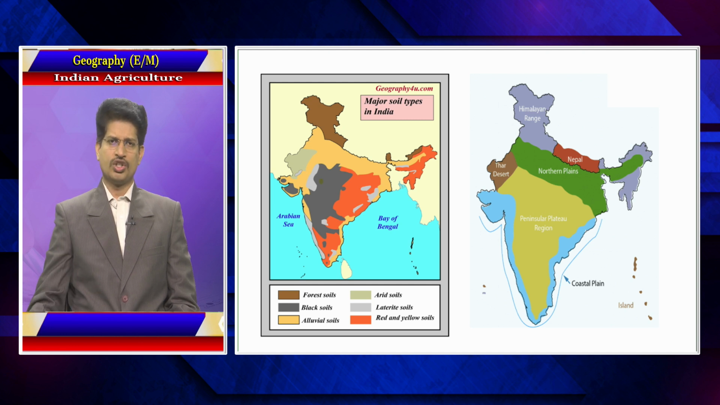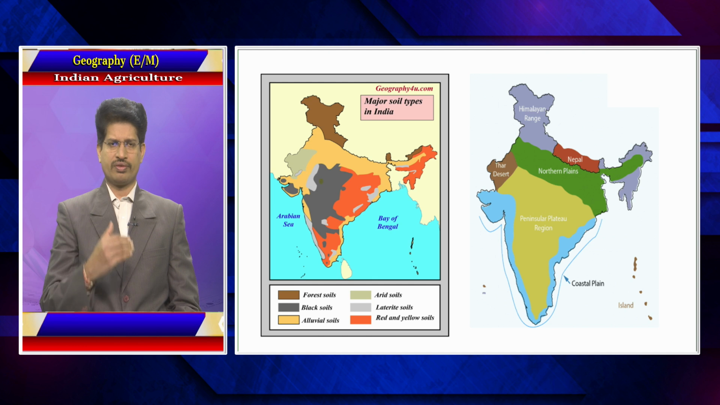But when this region is supplied with irrigation, for example, the classic example is the Indira Gandhi Canal, which has been made. In the western part of Rajasthan, the construction of the Indira Gandhi Canal has resulted in an increase in agricultural activity in this region. So, these are the different types of soils present in our country which are impacting agriculture.